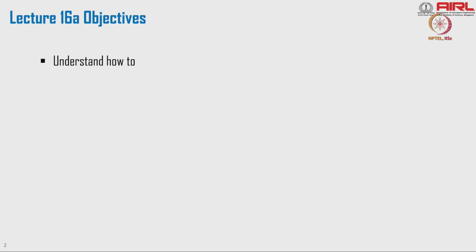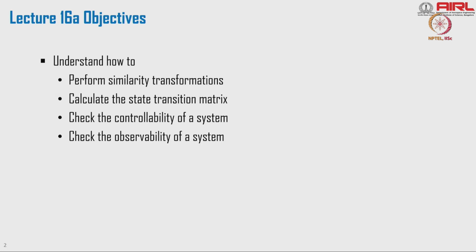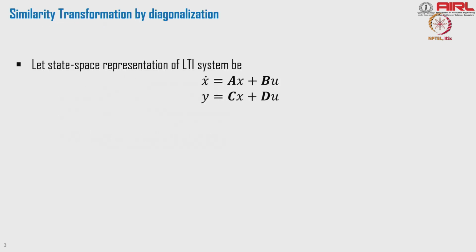In today's lecture, we are going to understand how to perform similarity transformations, how to calculate state transition matrices, check the controllability of a system, and check the observability of a system. First, we will start with some concept recap and then get into the examples. First, let's talk about similarity transformation by diagonalization.